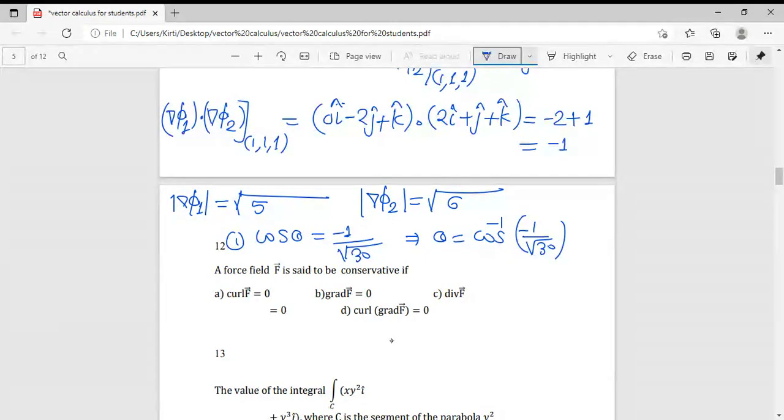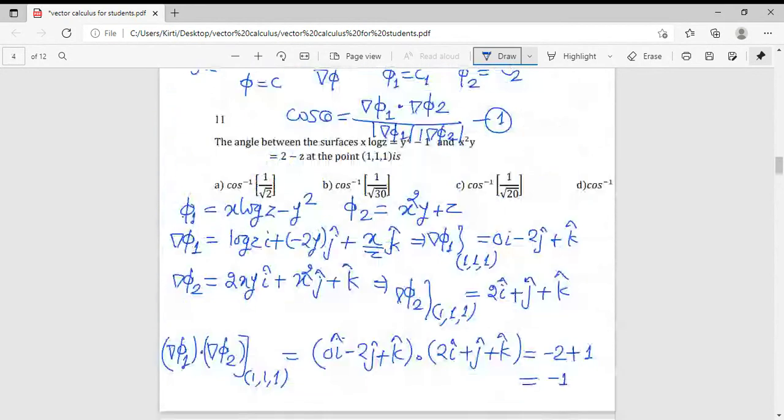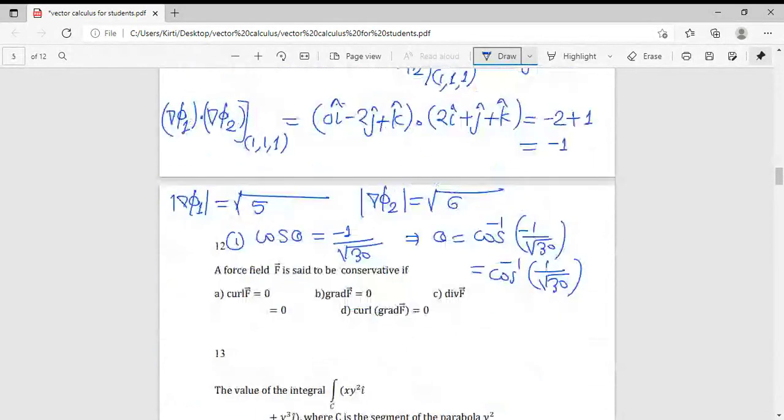And cos inverse of minus 1 by root 30 is same as cos inverse of 1 by root 30. Right? So therefore, what is the correct option? That is option number B. So here option B is the correct one. Now, let's have the next question.